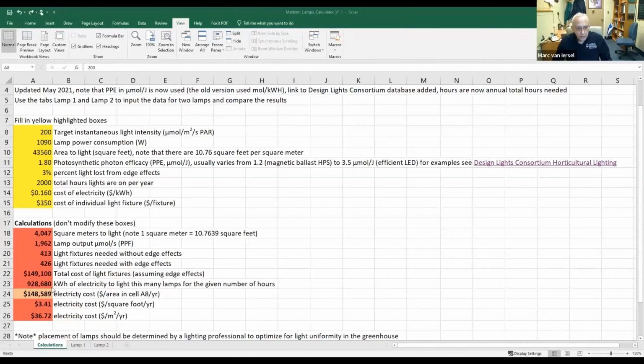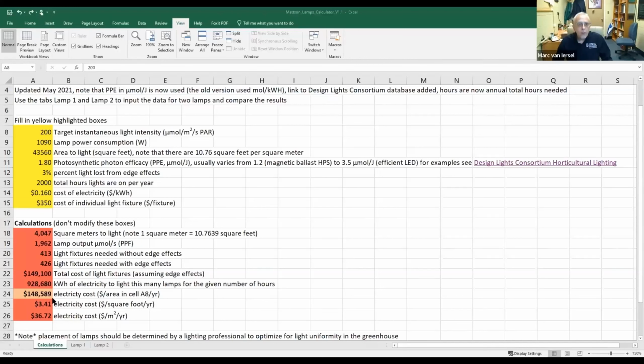The total amount of energy that is used over the course of a year. And then in this different color, I just made that a different color because it's by far the most important box in my mind, the electricity cost. So it's going to cost $150,000 roughly to operate these lights in this 1 acre facility. Those values are also provided per square foot and per square meter, but this value here, the 148,000, is the most relevant because that takes into account the size of your facility.